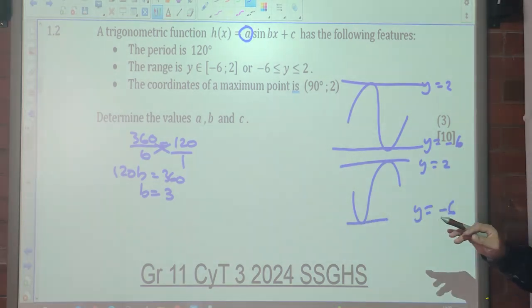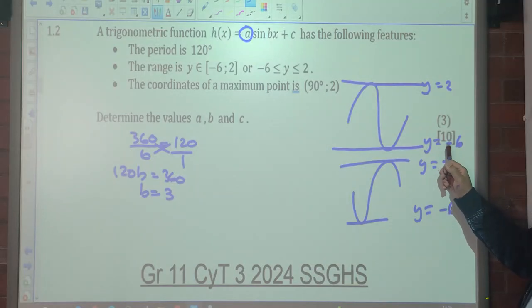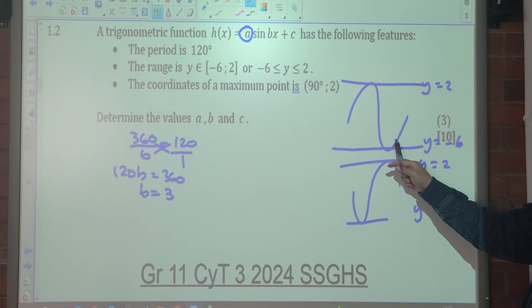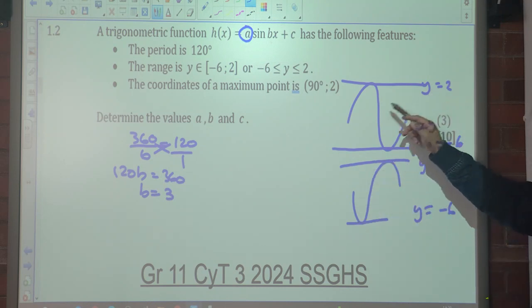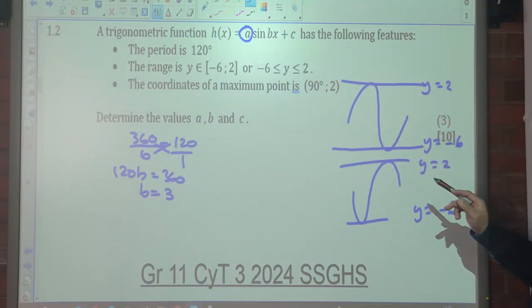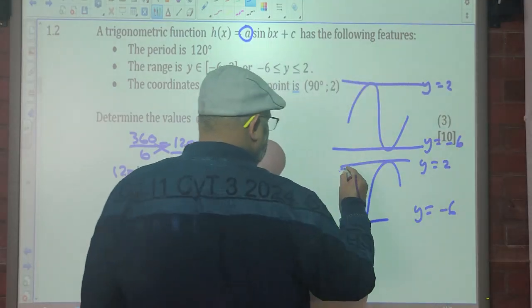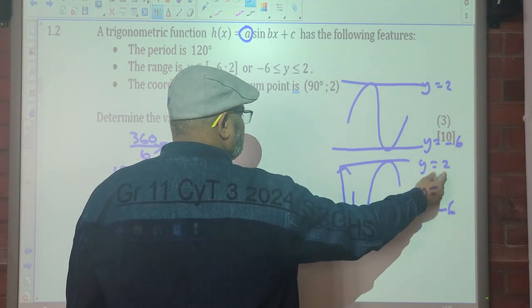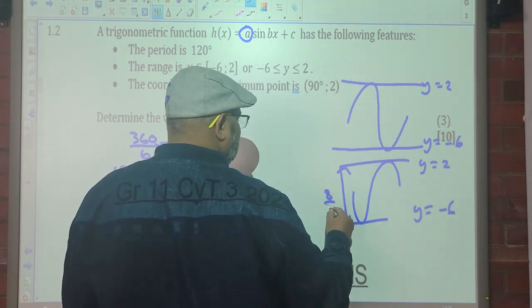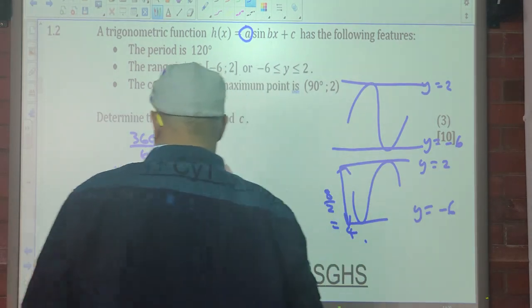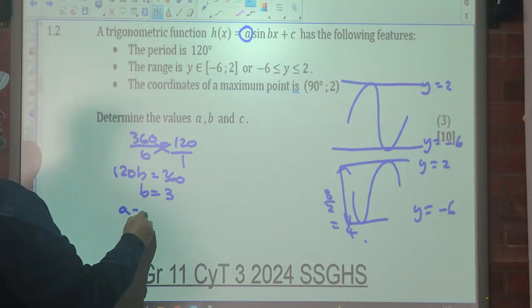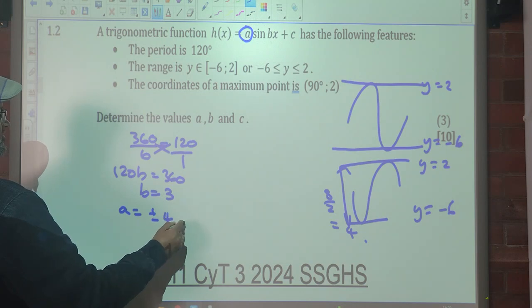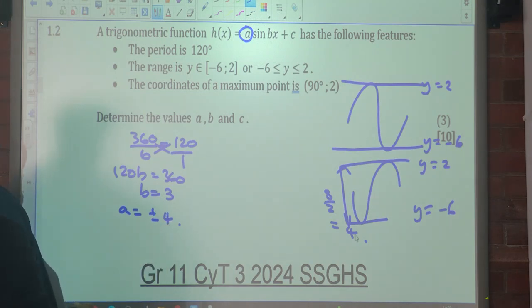Either or, no? So if a is negative, it's going to look like this. It's going to come down then up. If a is positive, it's going to look like this. Okay? So we know that the distance between these graphs, 2 to minus 6, is 8. And 8 divided by 2 is 4. So this a value could be plus or minus 4. Okay?